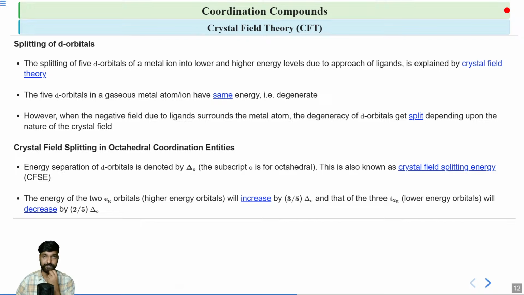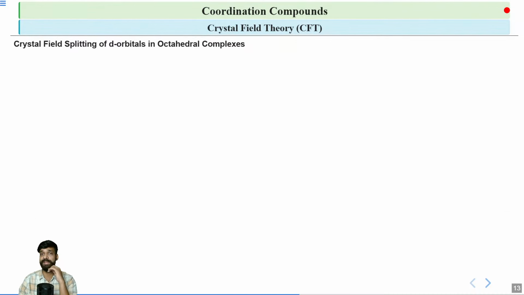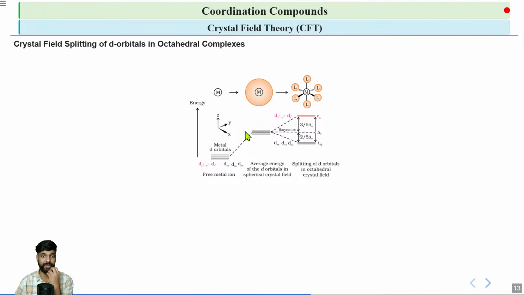Now next, if I tell you about the rise of energy, then your 2 Eg orbitals, their energy is increased by 3 by 5 delta O. So the total energy is delta O, right? So if this is your starting point, then 3 by 5 delta O is the increase in energy for the 2 Eg orbitals, and 2 by 5 delta O is the decrease in energy for the 3 T2g orbitals. Now this would be more clear with the help of your image. Okay, so this is your image.